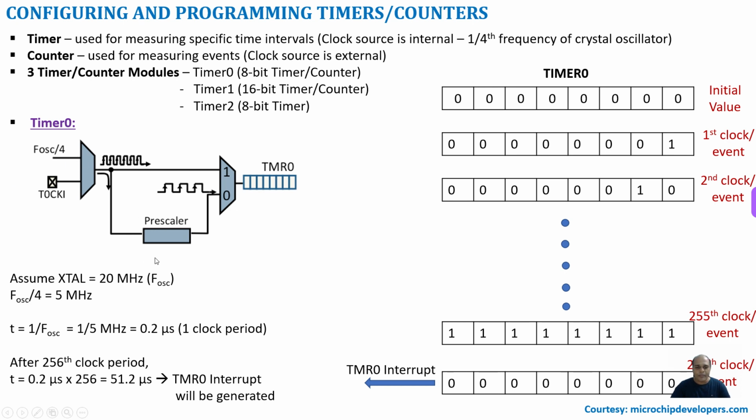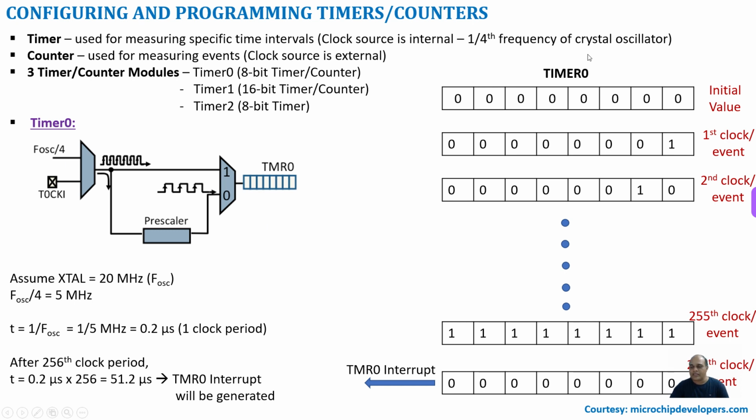There is also a prescaler. This prescaler can be used for adjusting the clock frequency. Whether it is internal or external, we can adjust the clock frequency by using this prescaler register. For example, if my prescaler value is 2, then in timer mode, our frequency, which is F oscillator by 4, is further divided by 2. Thereby it becomes F oscillator by 8, and at that rate, the timer 0 register will be incremented.